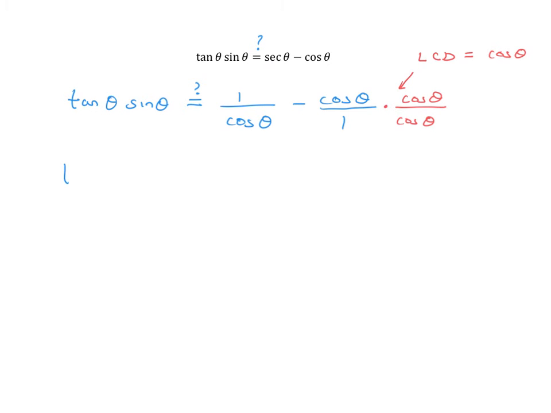So moving forward, we have tangent of theta times sine of theta is equal to, hopefully it's equal to, I have my common denominator of cosine of theta. This numerator is a 1, so I'll just copy down a 1. And then we're going to subtract. Cosine times cosine is what we call cosine squared. So minus cosine squared of theta. All right, great. So now what?